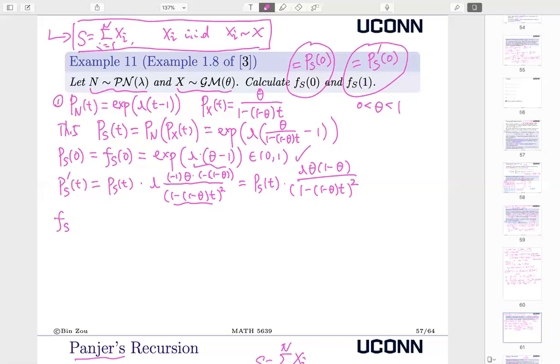Okay, so finally my f_S at 1 will be P_S prime at 0 divided by 1 factorial. Okay, please remember to divide by the factorial. So here it is 1, so it doesn't matter. But if you go to 2, you need to divide by 2 factorial, which is 2. So if you forgot to divide by 2, you would get something that is double what you're actually looking for. So the first part we already know, right? So we repeat the first part. Okay, then we have lambda theta times 1 minus theta.